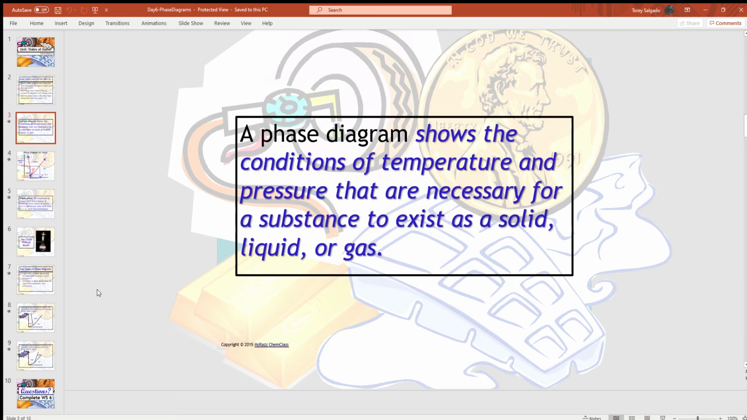So a phase diagram shows the conditions of the temperature and pressure that are necessary for a substance to exist as a solid, liquid, or gas. So it's all about temperature and pressure, right? If we increase pressure, we're going to move more towards a solid state. If we're increasing temperature, maybe we're melting that solid into a liquid or making that liquid evaporate into a gas. So temperature and pressure are really important for these phase diagrams. So let's take a look.